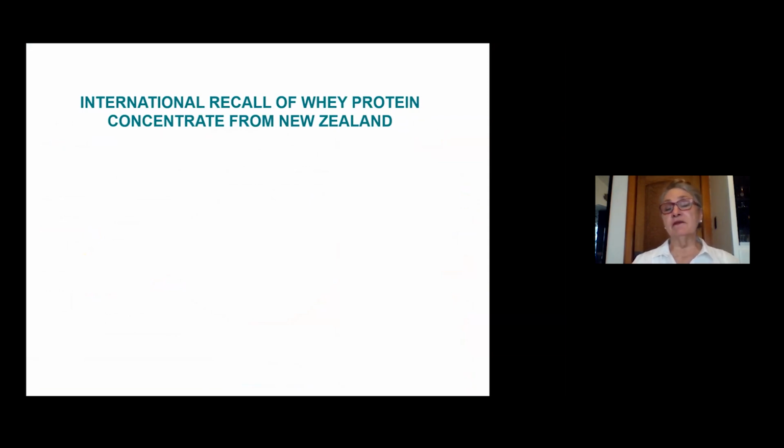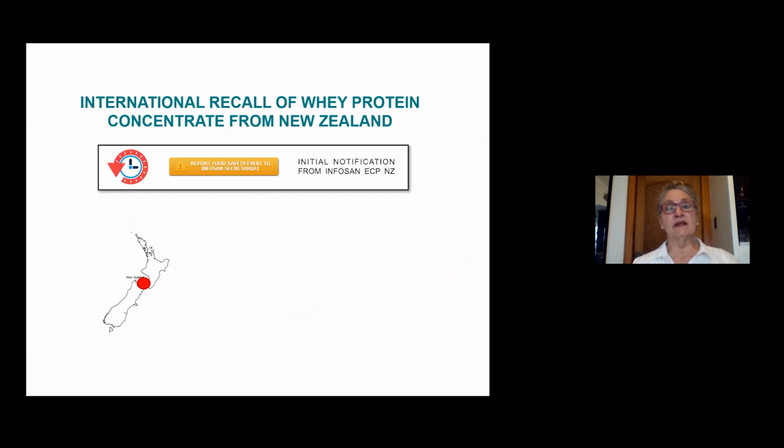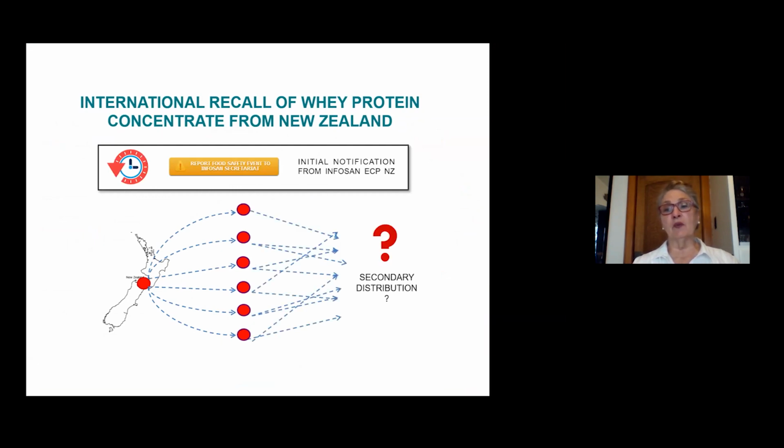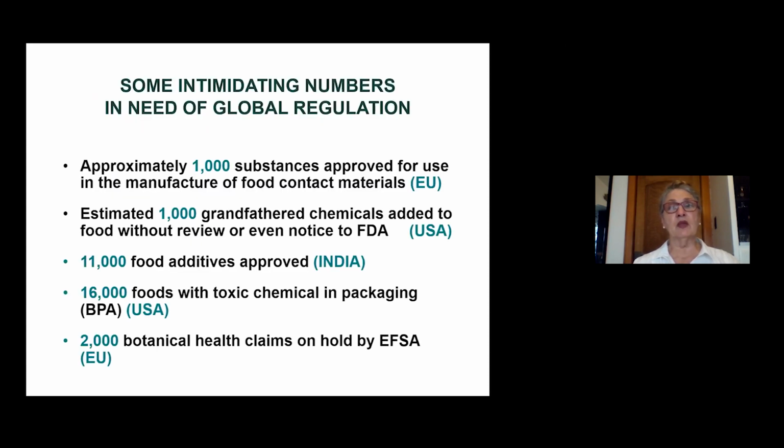But anyway, it showed like INFOSAN that it comes from New Zealand and then it gets shipped all over the world. So when a recall happens, it starts coming and it spreads and then it continues to spread, and we have no idea what the secondary distribution is. It's really hard to find something, but when the initial notification comes from INFOSAN, from say New Zealand, then everybody starts looking for where is that food going, where has it been distributed, and how can we keep the people safe?